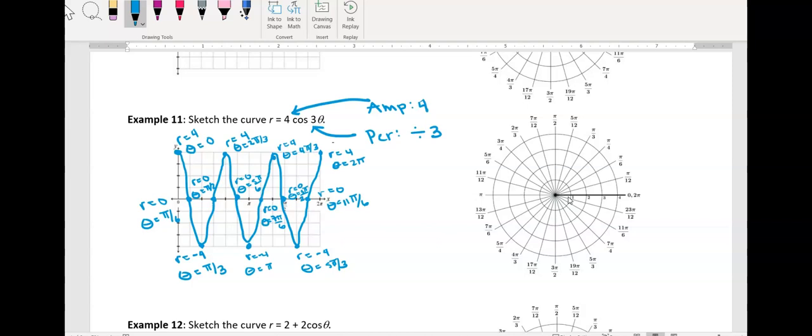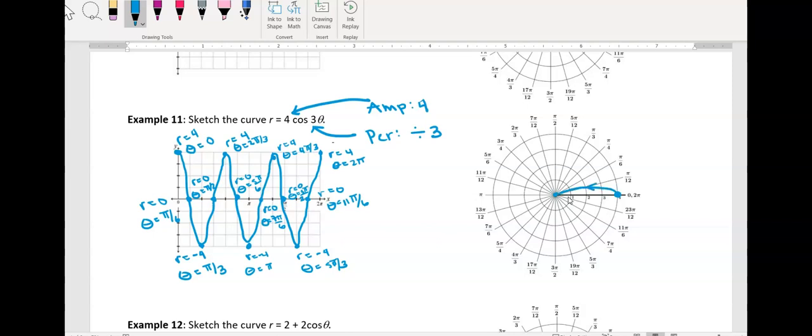Angle measure of 0 and radius R of 4. So that'll leave us right there. That's our starting point. And then it's going to go to 0 for our radius at pi over 6. So our next point is at pi over 6, and we're going to go to 0. Okay, so it's going to flow like that.